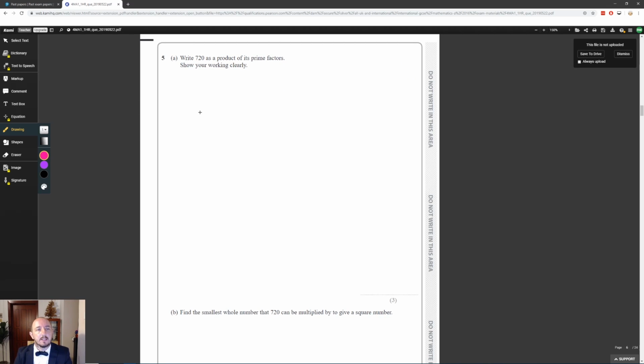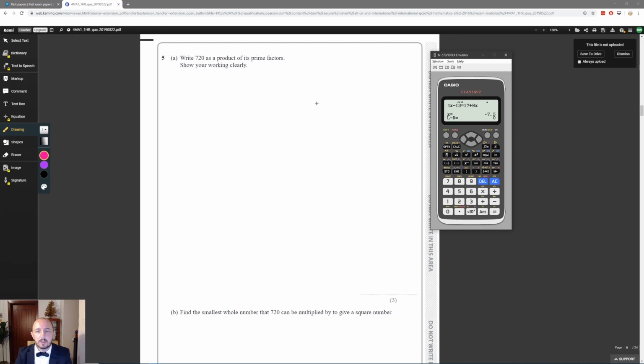Question 5, write 720 as a product of its prime factors. This is the old factor trees from year 7, so we can also use the calculator here to check our answer. We can't just put the answer and expect to get it correct. We have to put 720 and press equals, and then the shift fact button. So you can see the degrees, minutes, seconds button, or the time button there. Above that it says fact, so it's going to factorize that for us.